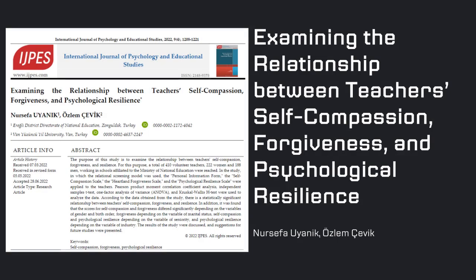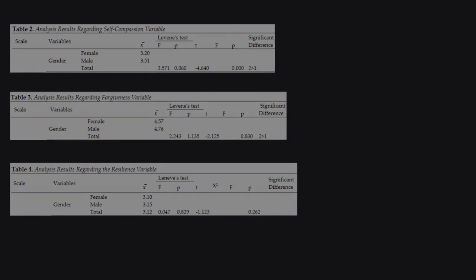Finally, here's an example from a research study where a t-test was used. Researchers Uyanik and Sevic surveyed teachers to determine their self-compassion, forgiveness, and psychological resilience. They tested each of these characteristics using a survey and then measured against multiple variables. For some of the measurements, like job title, education level, and birth order, a t-test was not possible because there were more than two groups.